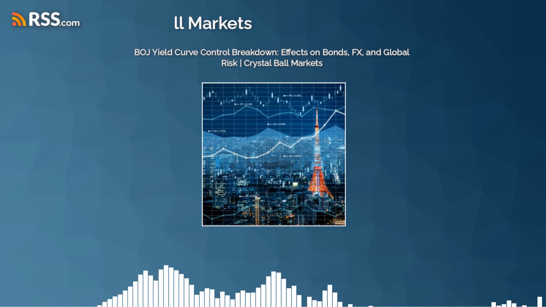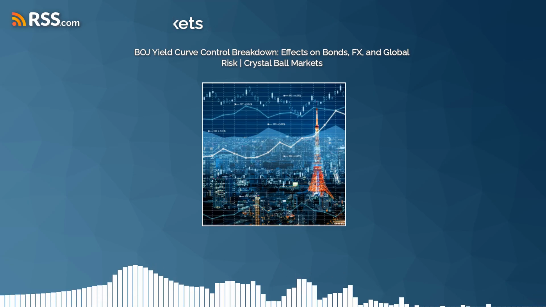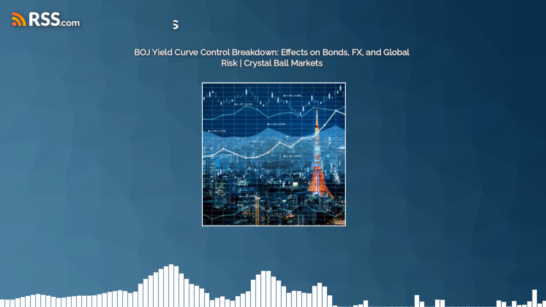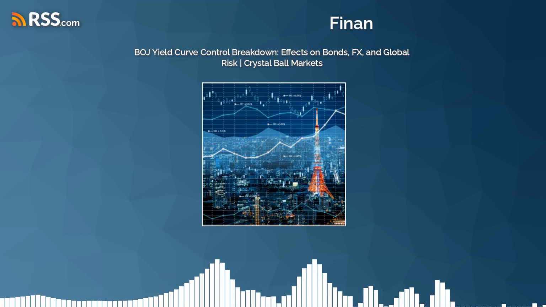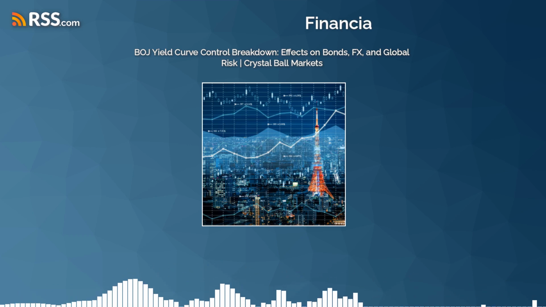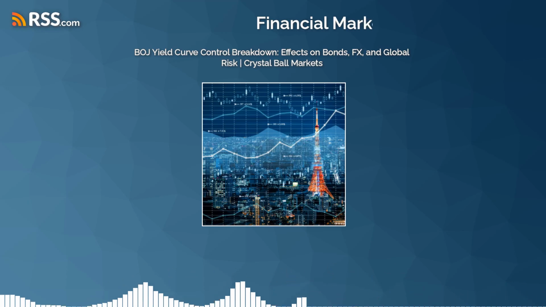At its core, Japan yield curve control is a monetary policy where the Bank of Japan, or BOJ, directly targets interest rates across the government bond yield curve. Now, most central banks typically influence short-term interest rates. That's the standard approach. But Japan took things further.